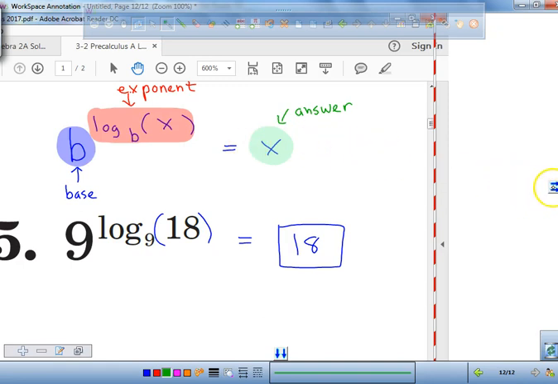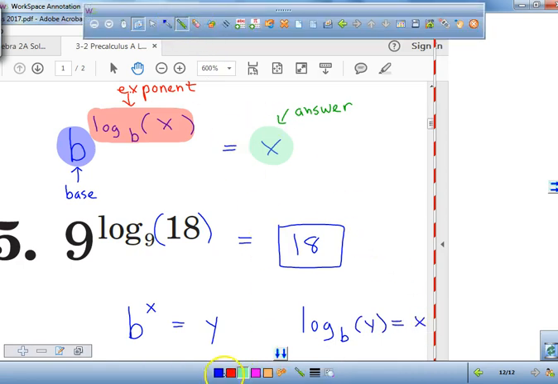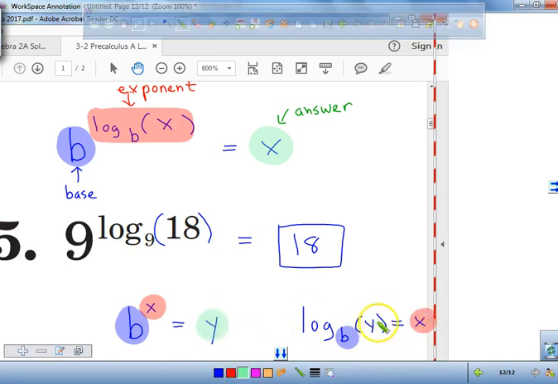So if I were to change this to logarithmic form, okay? Just remember, we're going to go down here. I'm going to write 2 different things, okay? B to the power of x equals y. I'm going to write down log base b of y equals x. I'm going to color code it the exact same way. Here's my base. Here's my base. Here's my exponent. Here's my exponent. Here's my answer. Here's my answer.